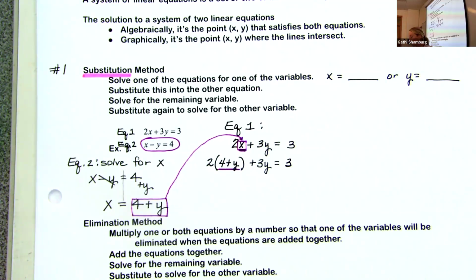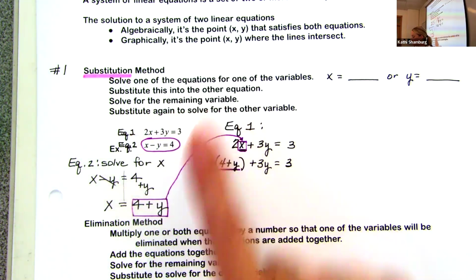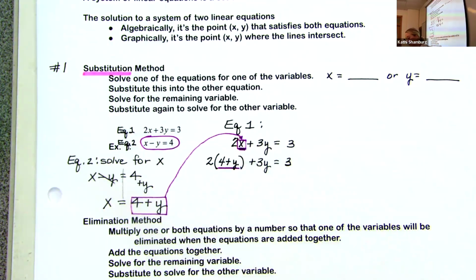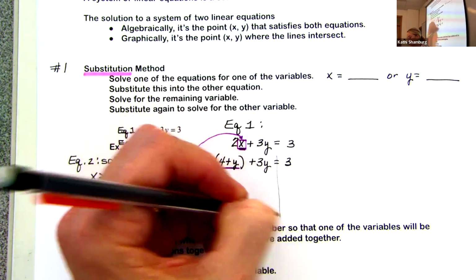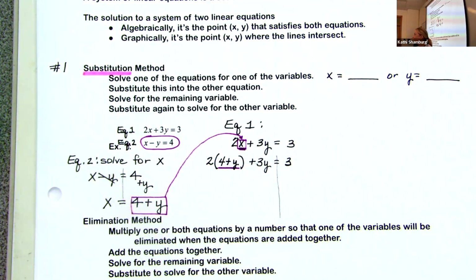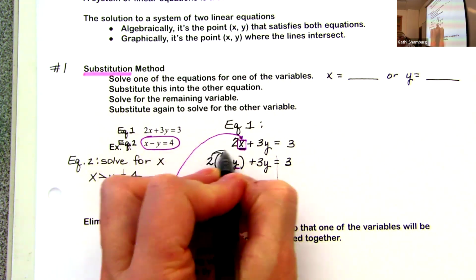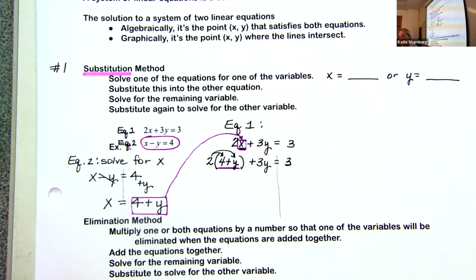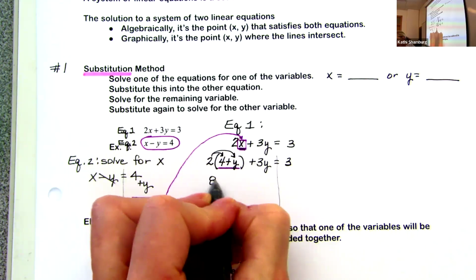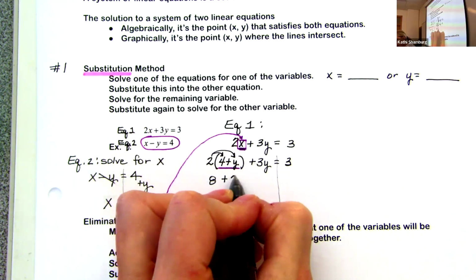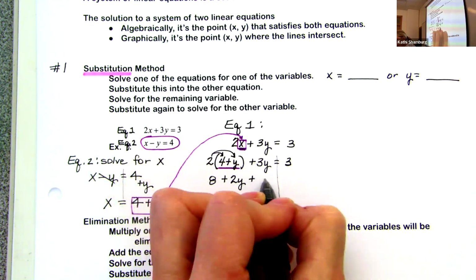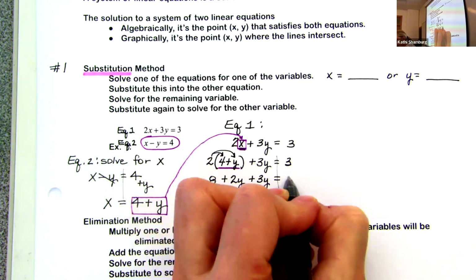Okay, so now what we're going to do is solve for the remaining variable. So now we need to solve this for y. Okay, be careful. Notice how we have a whole bunch of stuff on the left side. So what we want to do is be sure that left side is completely simplified first. Don't start moving things yet. So the first thing that we're going to do is distribute this 2 through. 2 times 4 is 8, plus 2 times y is 2y. Then we still have the plus 3y, and we have the 3.